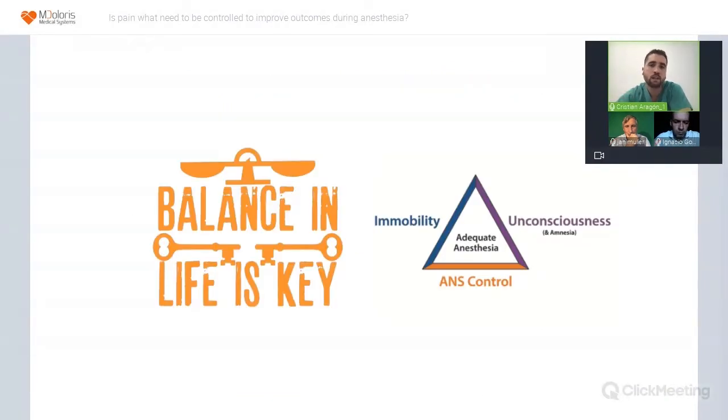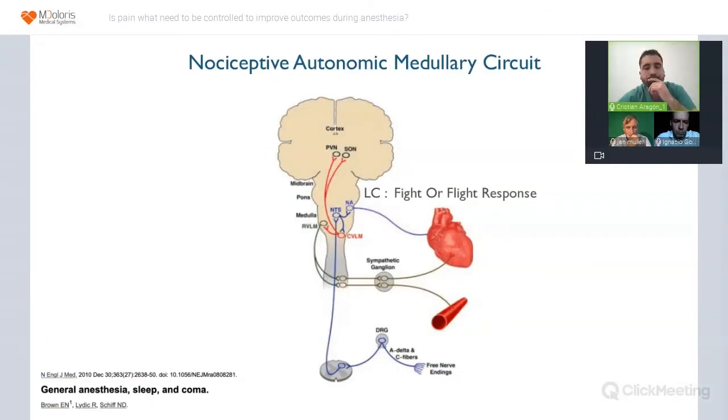So as you can see, the key in our patient is the control of the autonomic nervous system, not only the nociception, but also the control of the inflammation response and the immune system. But how can we do that? Well, we can modulate the autonomic nervous system through the autonomic nociceptive circuit.